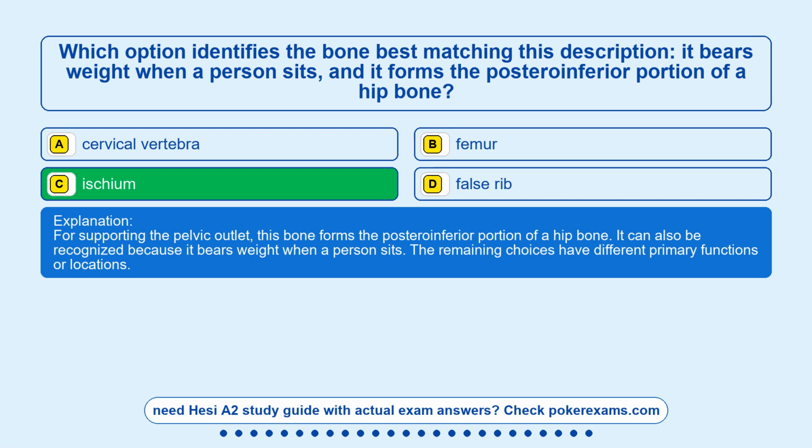For supporting the pelvic outlet, this bone forms the postero-inferior portion of a hip bone. It can also be recognized because it bears weight when a person sits. The remaining choices have different primary functions or locations.